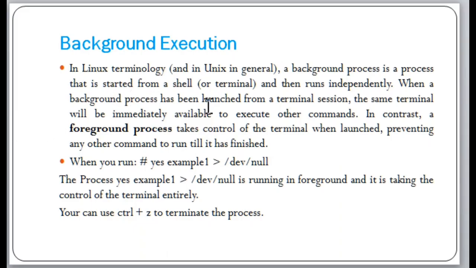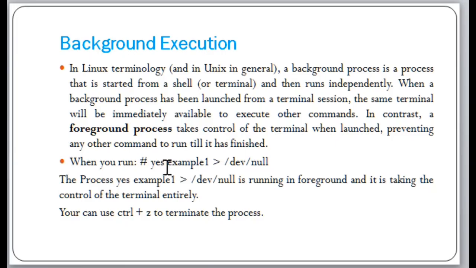Background execution. In Linux terminology, and in Unix in general, a background process is a process that is started from a shell or terminal and then runs independently, so in the background. When a background process has been launched from a terminal session, the same terminal will be immediately available to execute other commands. In contrast, a foreground process takes control of the terminal when launched, preventing any other command from running till it has finished.